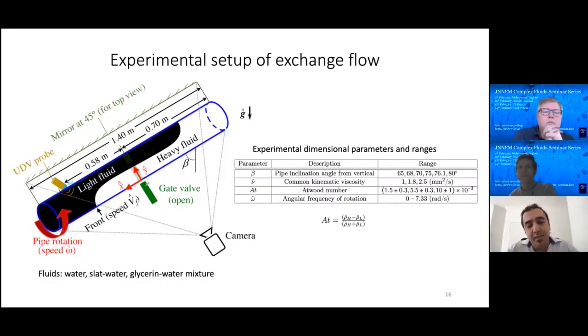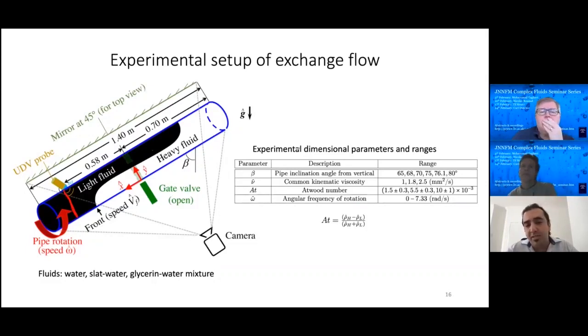In a typical experiment, the gate valve is opened and simultaneously the pipe rotation at a constant rotation speed starts. A camera takes side view images, and for a few experiments, we also show some top view images of the process using some mirrors. An ultrasound Doppler velocimeter (UDV) also provides the axial velocity profiles in a given cross section of the pipe.